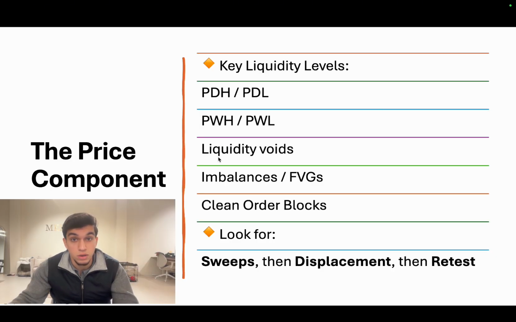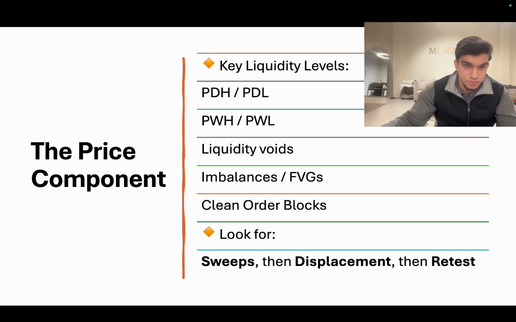The price components. You have key levels, key liquidity levels: previous day high, previous day low, previous week high, previous week low, liquidity voids, imbalances, clean order blocks, and look for swaps, then displacement, then the retest, the second leg.